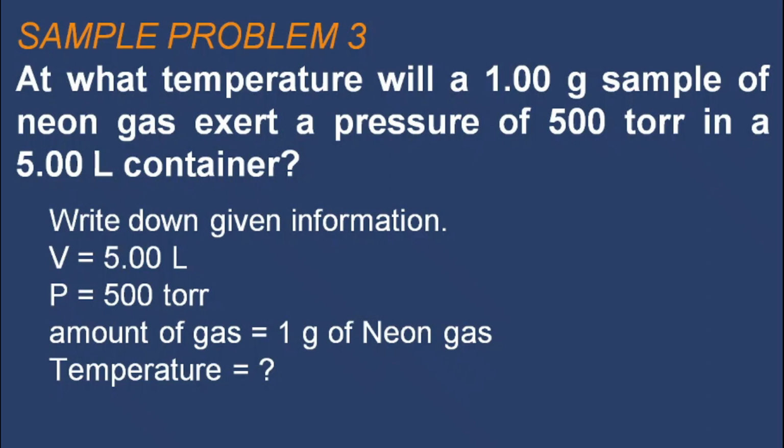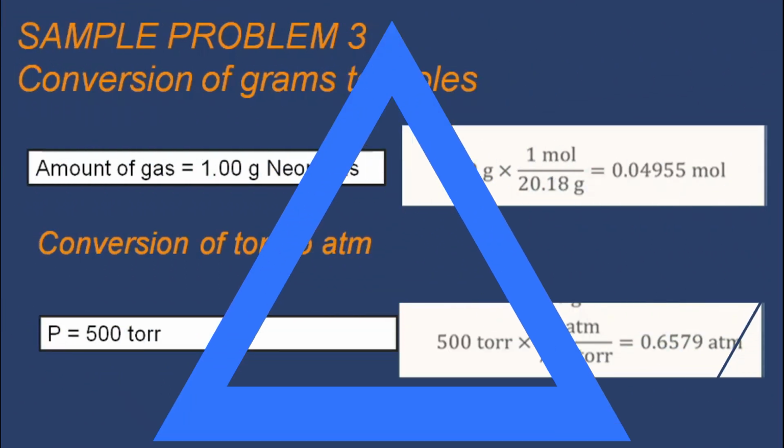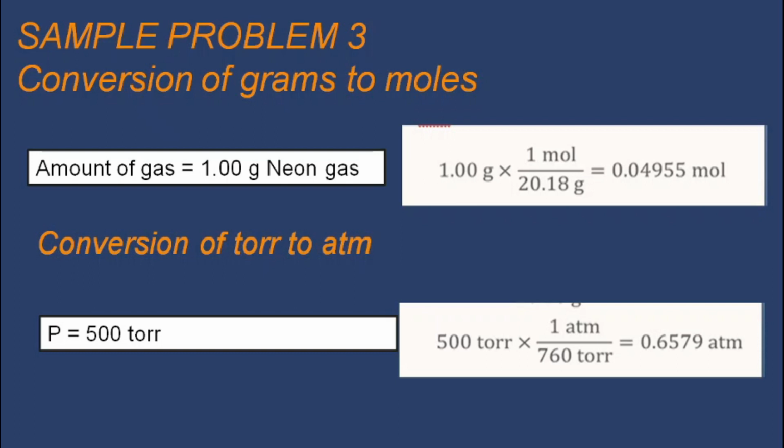Sample problem number 3. At what temperature will a 1 gram sample of neon gas exert a pressure of 500 torr in a 5-liter container? Since the given amount of gas is in grams, we need to convert it into moles. So 1 gram of neon gas times 1 mole over 20.18 grams. We cancel the unit gram, multiply 1 gram by 1 mole, and divide it by 20.18 grams.